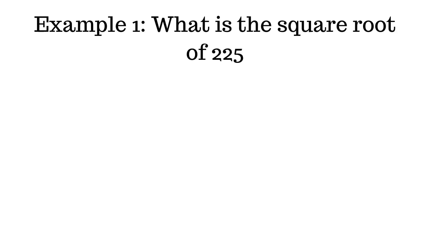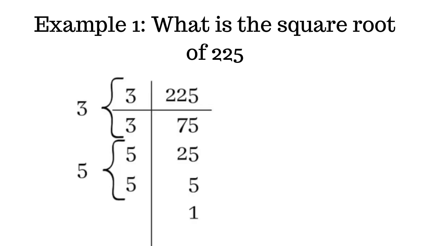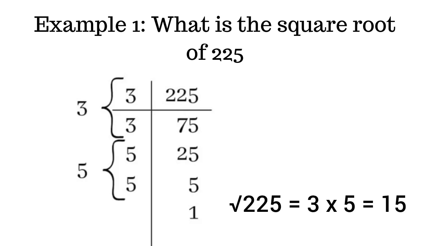Example 1. What is the square root of 225? The first thing we will do is to express 225 as a product of its prime factors, as seen below. Once this is done, we look for the same factors and pick one. For the first 2 factors that are the same, we have 3 and 3, we pick one. We have 5 and 5, we pick one. When we multiply 3 times 5, we have 15. So the square root of 225 is 15.